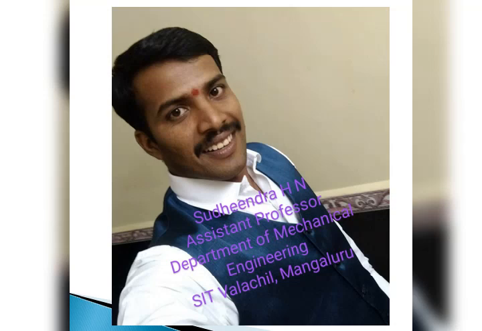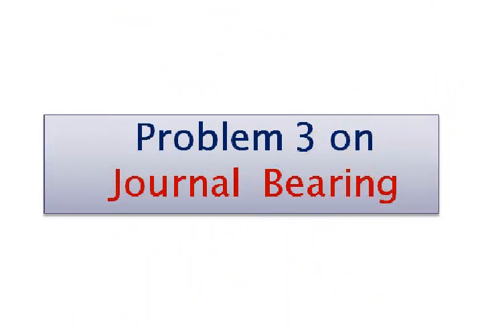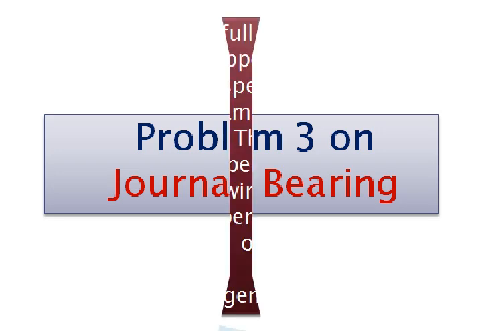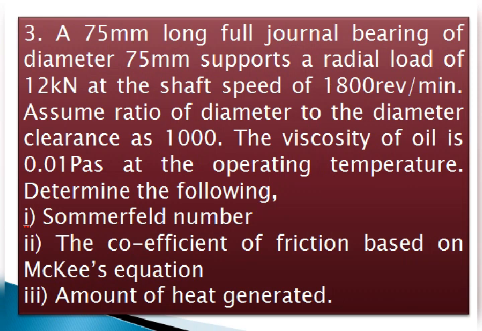Hi dear students, now we'll solve one more problem from journal bearing. The question is like this: a 75 long full journal bearing of diameter 75 supports a radial load of 12 kilonewton at the shaft speed of 1800 revolutions per minute. Assume ratio of diameter to the diameter clearance is 1000.